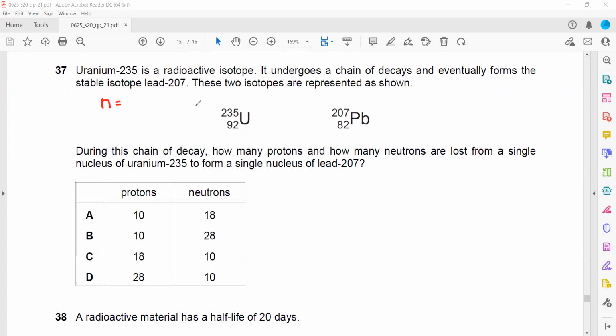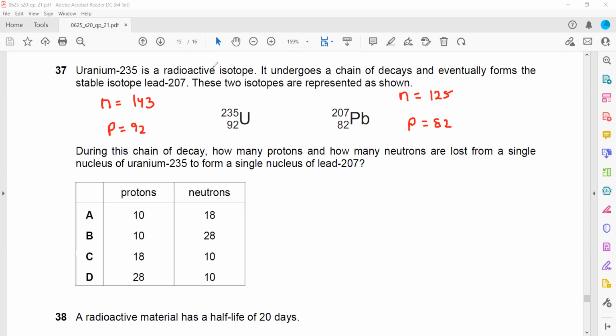How many neutrons will be there in uranium? It will be 235 minus 92, which equals 143. So 143 neutrons are there, and 92 protons. Then in lead, how many neutrons are there? That will be 207 minus 82, which is 125. And how many protons are there? That is 82.